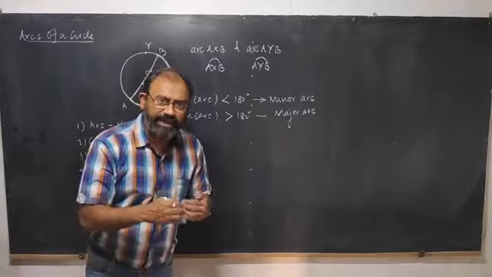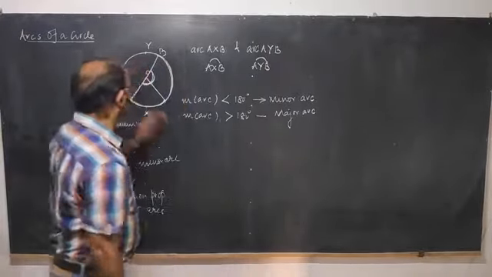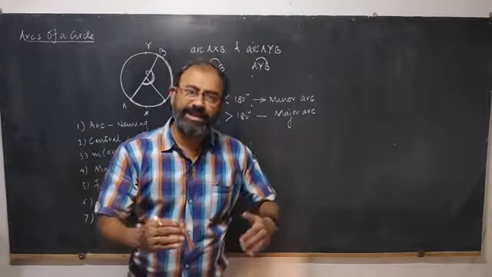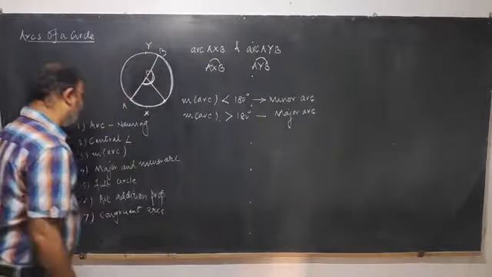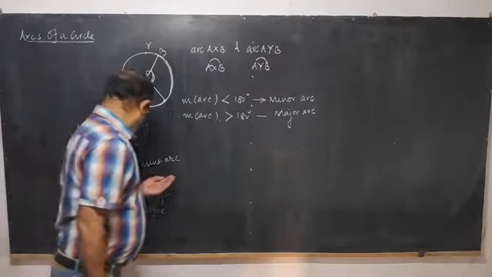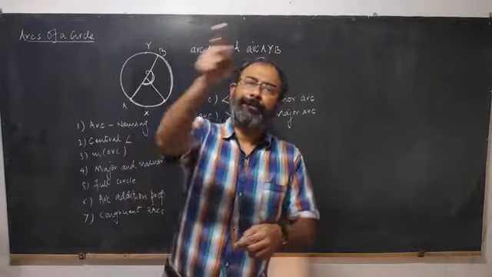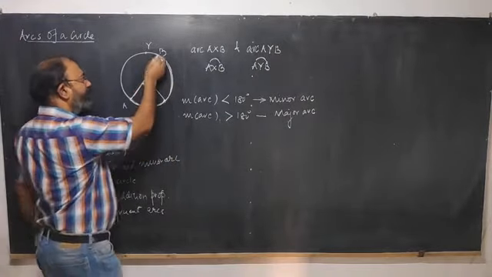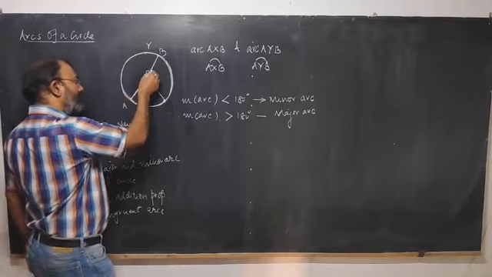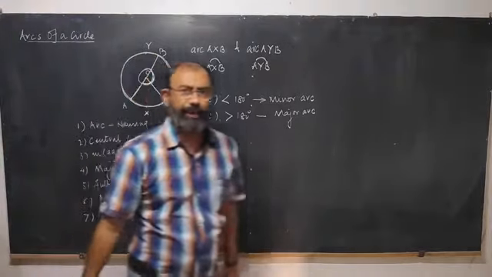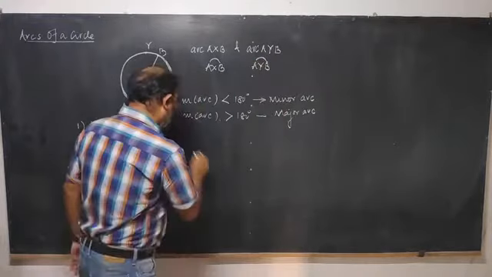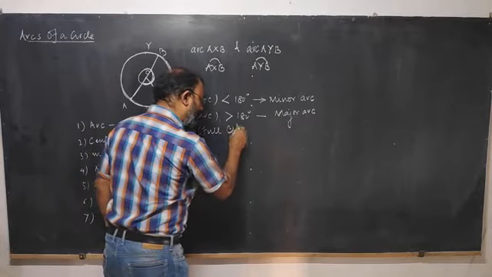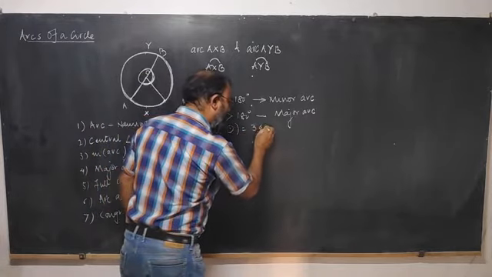Minor means less than 180 degrees. Semicircle से छोटा. Okay, so semicircle से छोटा यानी minor arc. और सेमी सर्कल से बड़ा यानी मेजर आर्क. Now we know that if I take the full circle, इधर का सेमी सर्कल its measure is 180 degrees, इधर का भी सेमी सर्कल its also measure is 180 degrees. So measure of full circle is always equal to 360 degrees. Measure of full circle, this is equal to 360 degrees.